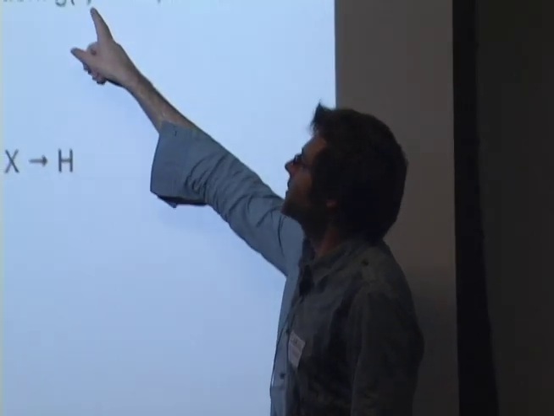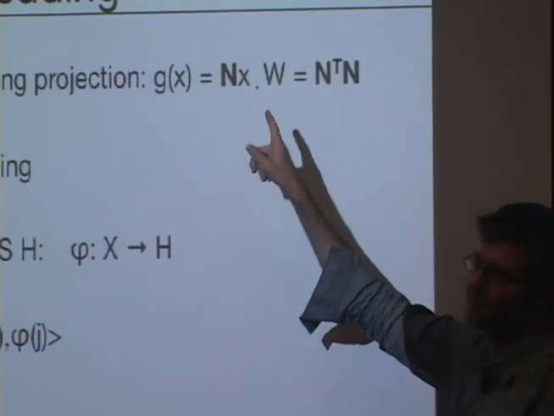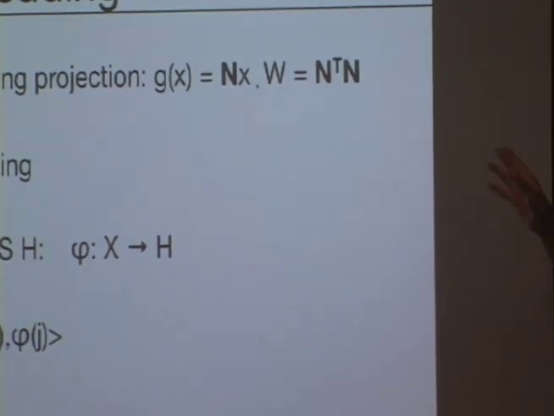The transformation we looked at right now was just a linear multiplication with a matrix W, which is basically equivalent to saying that I'm going to take my data, project it with a projection matrix N, and then learn the inner product matrix of that projection matrix N. Pretty much what I'm doing.